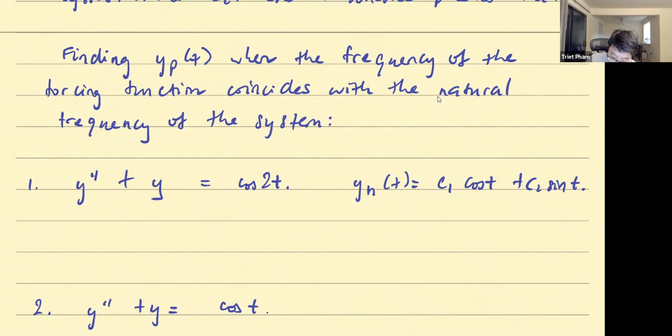The guess of YP in the first one: because the frequency here, the term here is 2, it is not the same as the 1, the frequency of the system. By natural frequency, what I mean is the coefficient of the cosine and sine of the homogeneous solution. I mean, it's technically not exactly a natural frequency, but it's related. So what we mean is this coefficient is not the same as this coefficient. Then YP will be A cosine of 2t plus B sine 2t. And then you plug in and solve.